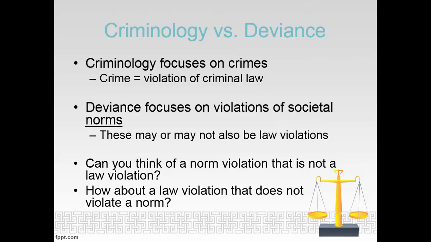You can think of some law violations that don't necessarily violate a norm. Try driving down the interstate highway at exactly the speed limit, or on a city street exactly the speed limit, and see how people respond to you, right? The norm is that people drive faster than the speed limit. So that's the difference between criminology and deviance.